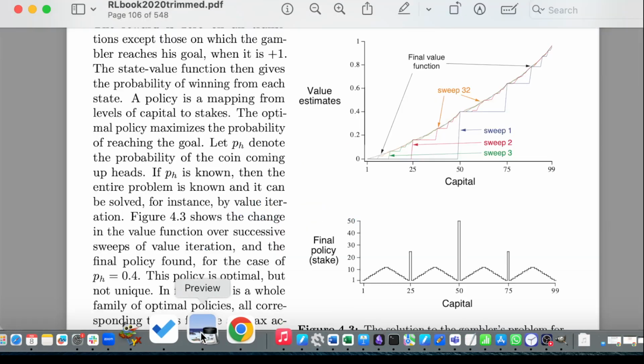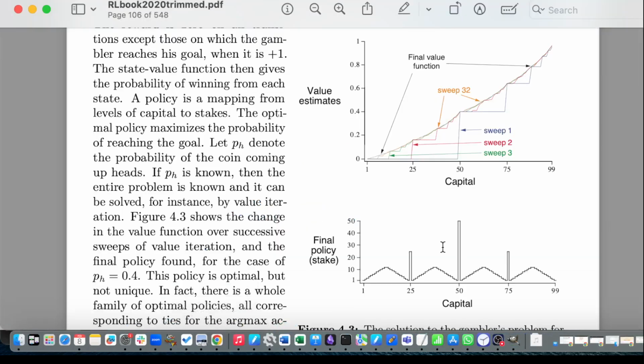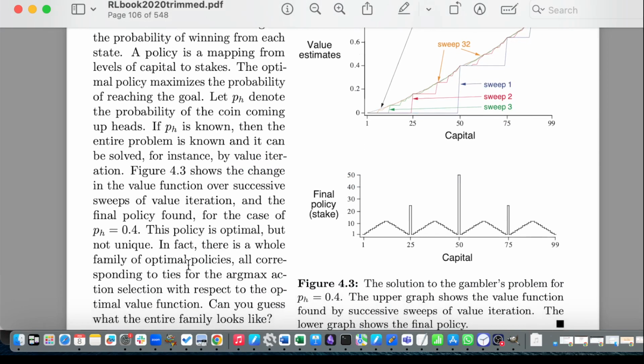So in the textbook, they came up with this thing. Why is theirs a little different than ours? It's because I put in that hack to always pick the smallest number. And in fact, if you read carefully, they say there's a whole family of optimal policies, all corresponding to ties for the argmax function. Can you guess what the entire family looks like?